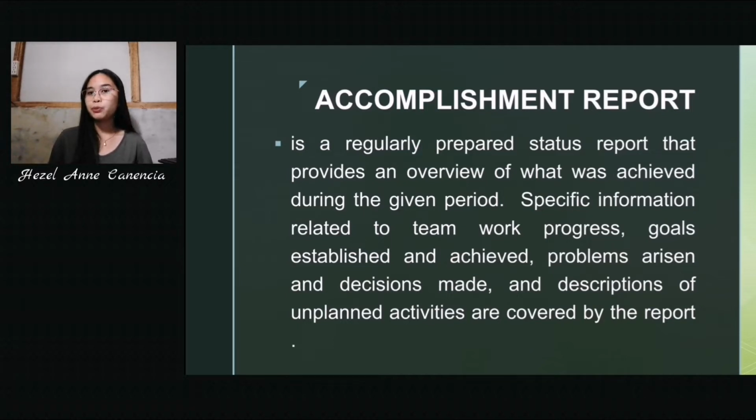The accomplishment report also includes the description of unplanned activities. During our project implementation, there are activities that were not stated in our project proposal or in our paper. So we will also include those unplanned activities in our accomplishment report. Why did it happen and how did it happen?